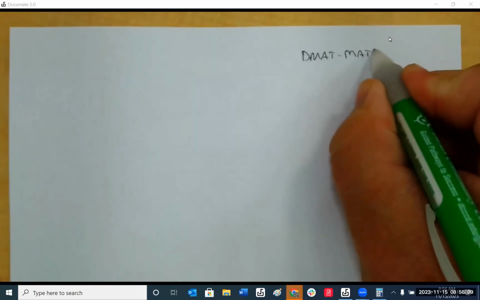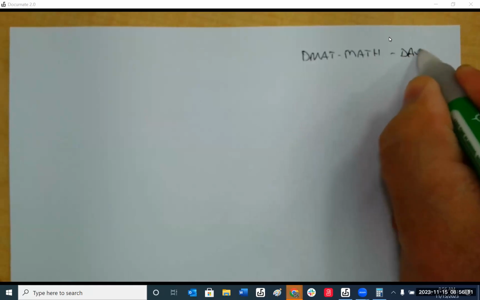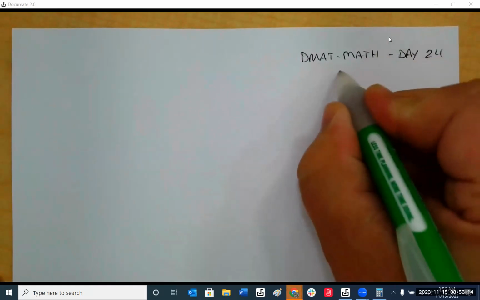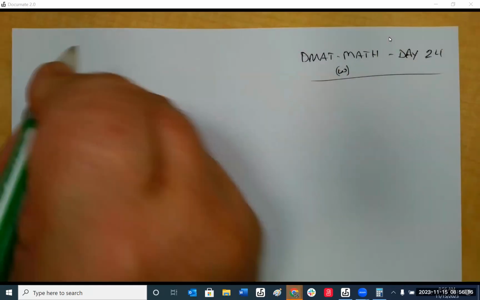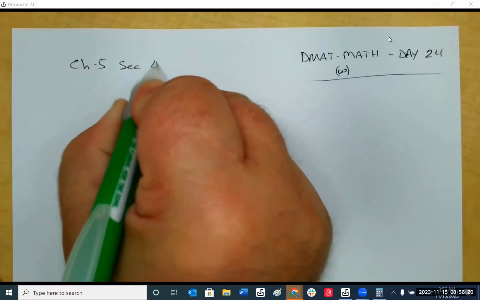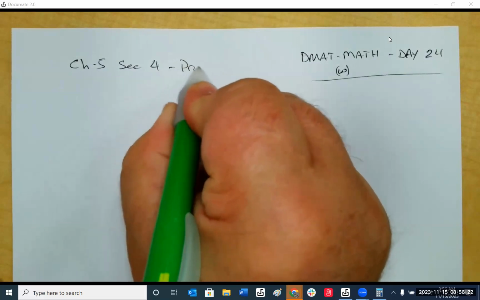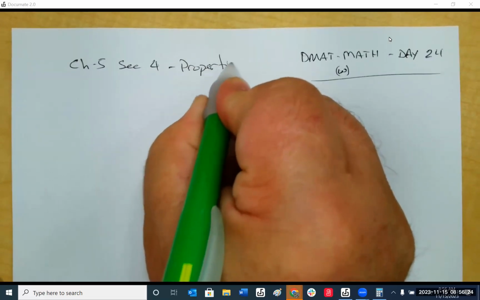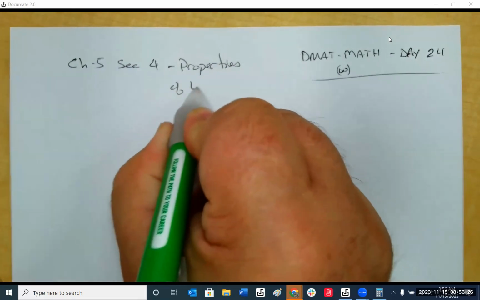All right, now we're going to do the next section. Chapter 5, Section 4. The properties of logs.